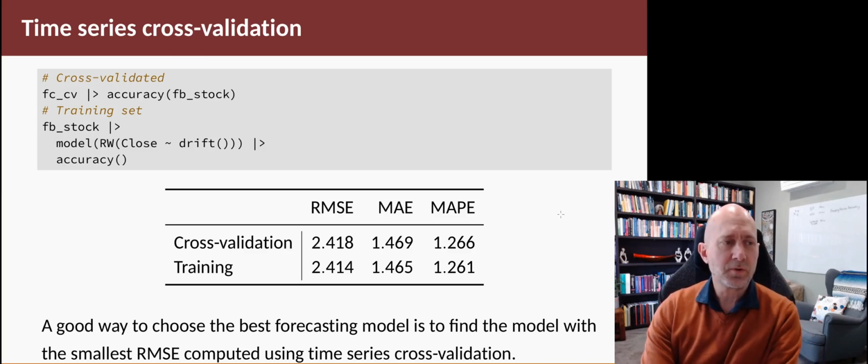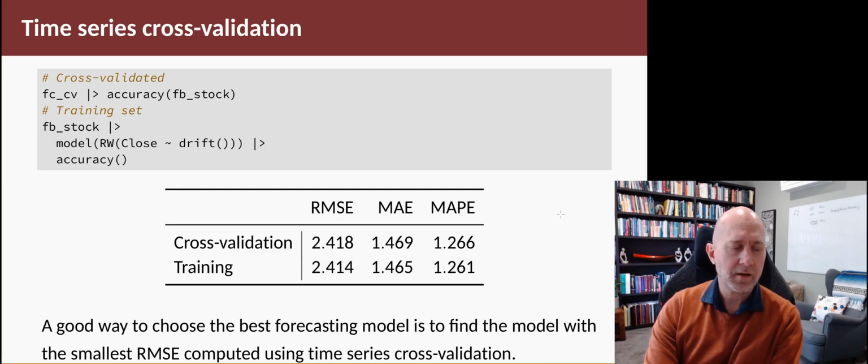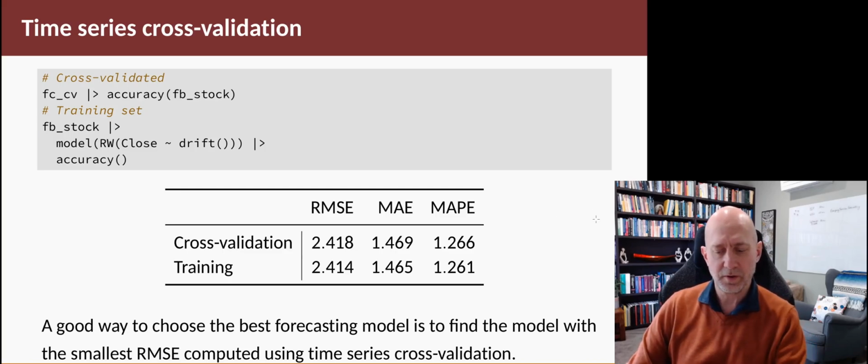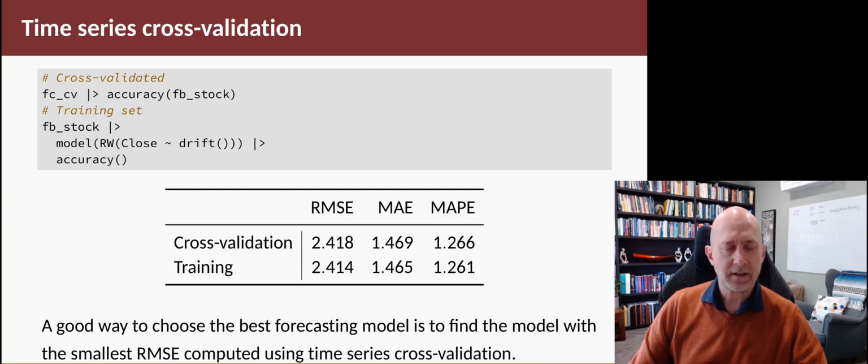So this is a good general tool for deciding what a good model is. You construct lots of training test splits using time series cross validation, and then you find the model with the smallest root mean squared error. And in general, that will give you a good model for forecasting data that you haven't yet seen.